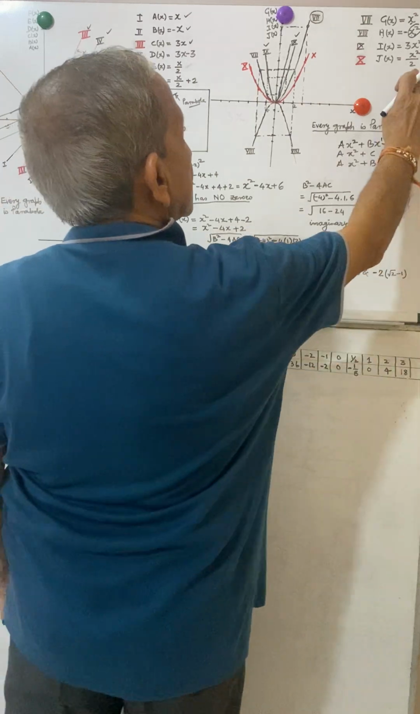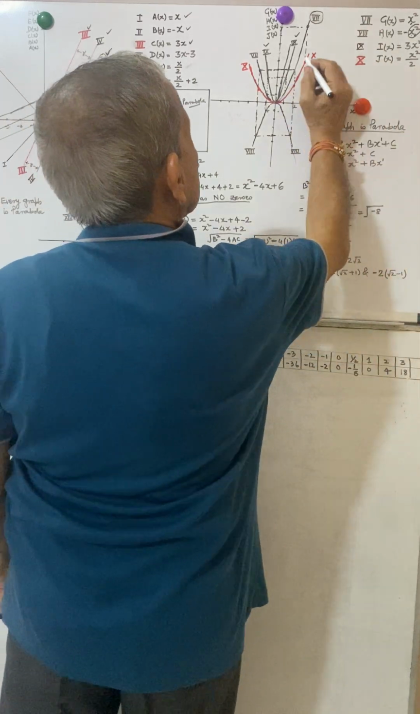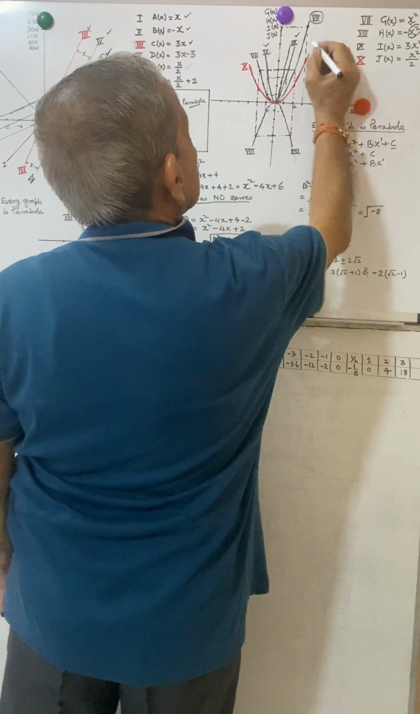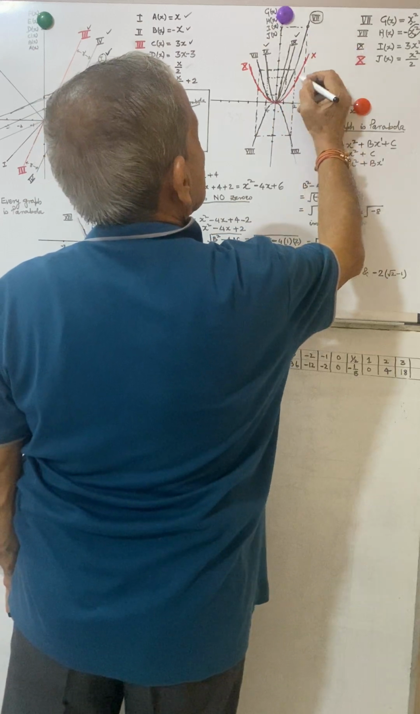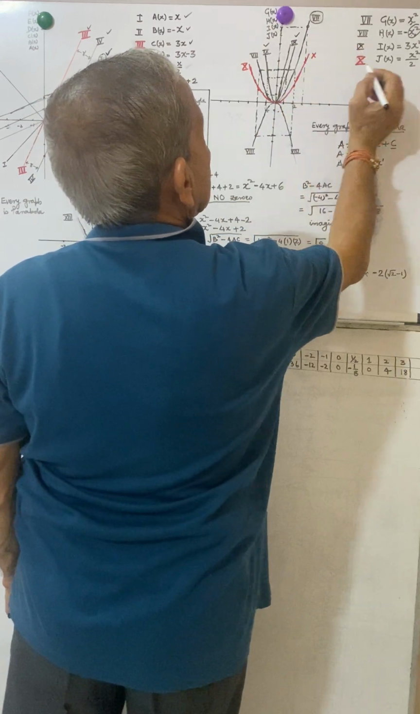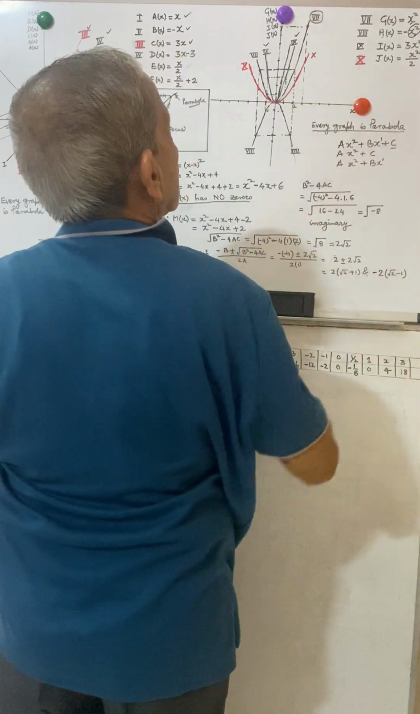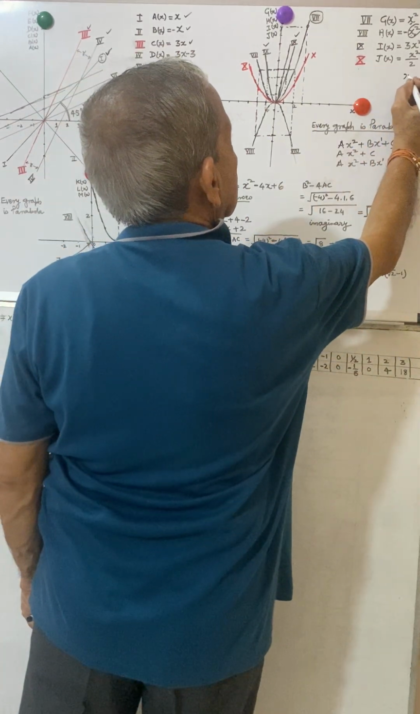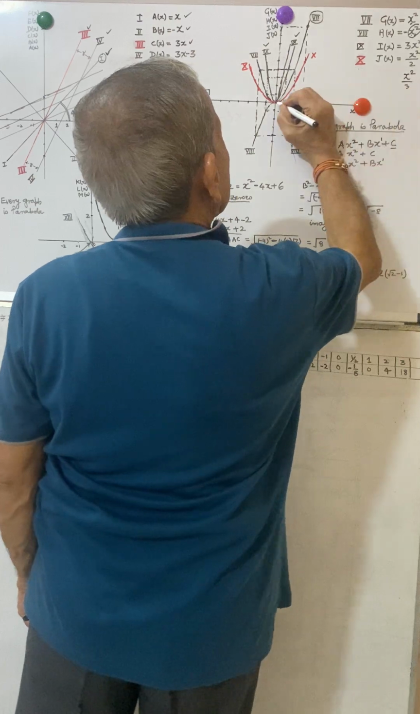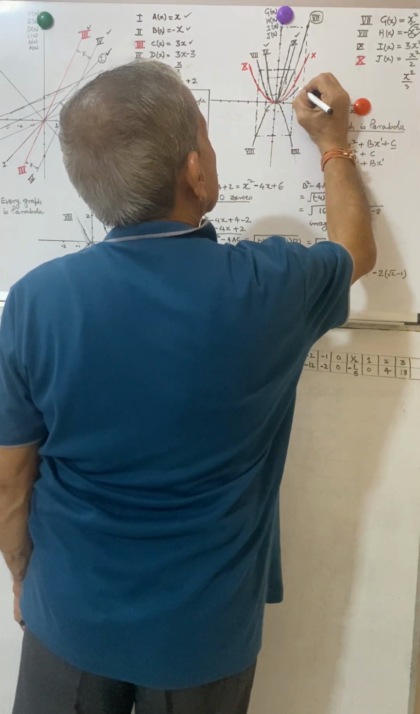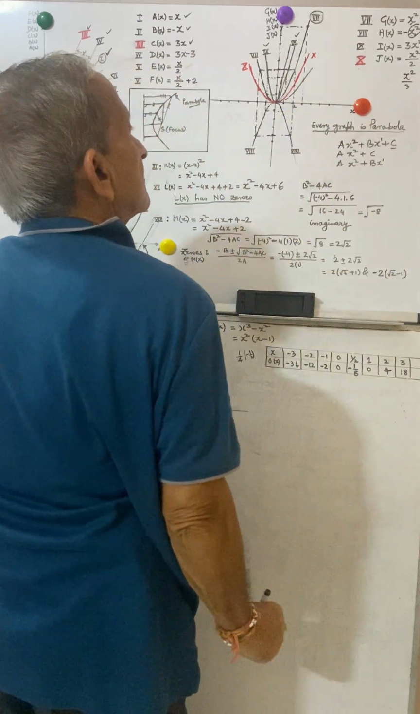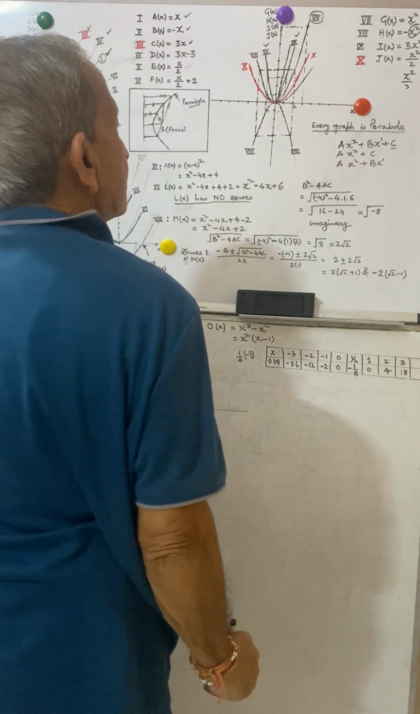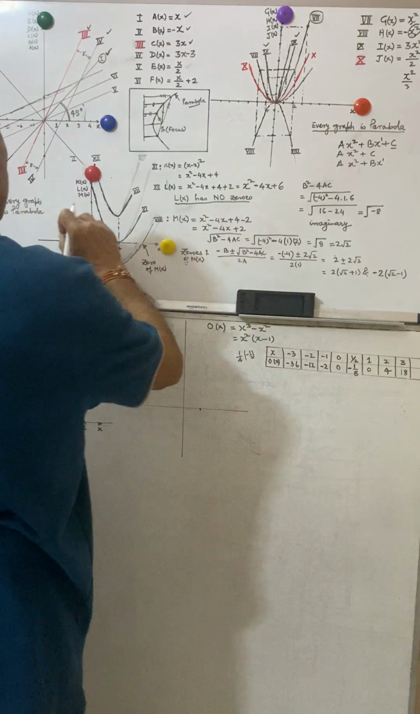Okay, x square by 2, x square by 3. This is x square. This is x square by 2, the red one. What about x square by 3? If it is x square by 3, it will be further this way. Okay, it will be x square by 3 then.